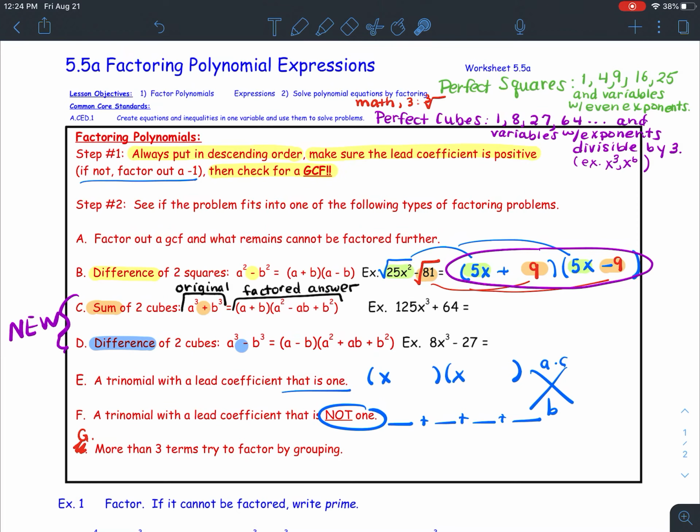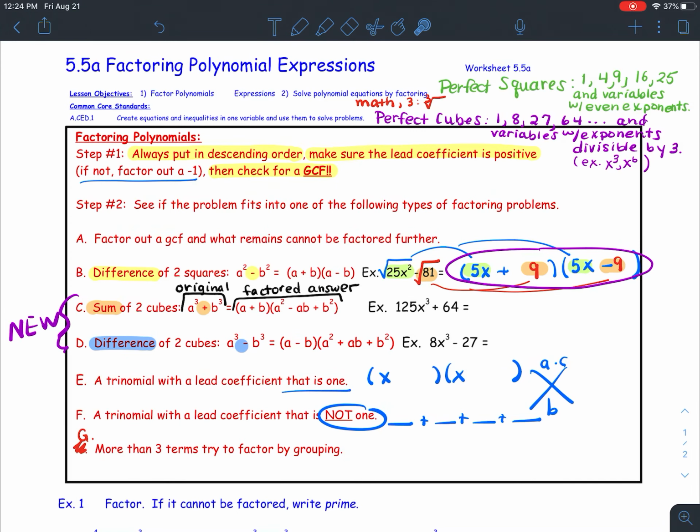In fact, if you look at the answer for difference of 2 cubes and sum of 2 cubes, you'll notice the variables are the same. Do you see how the binomial has an a, then a b? That's also true here, an a, then a b. Then the trinomial has an a squared as its first term. It has a b squared as its last term, and in the middle, it has an ab. Okay? This is something you're going to need to memorize.